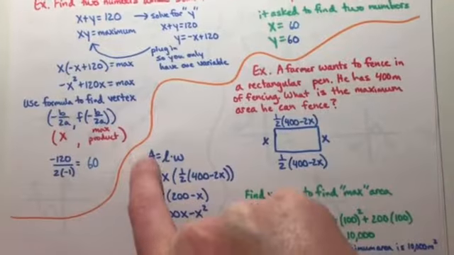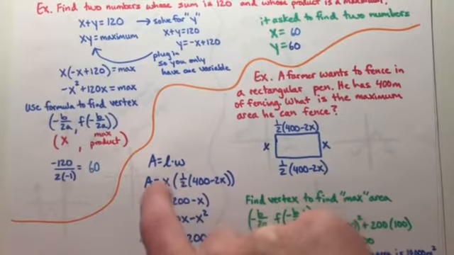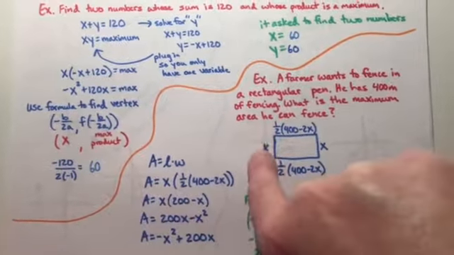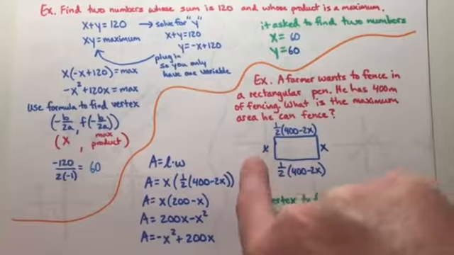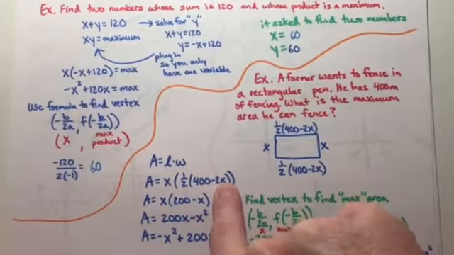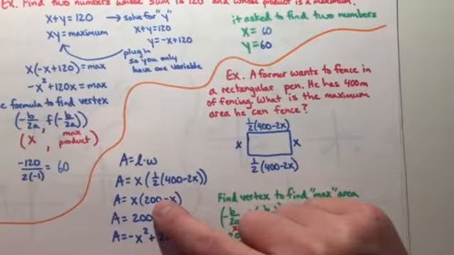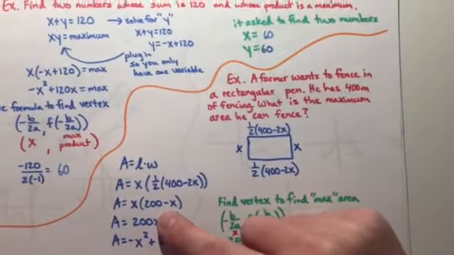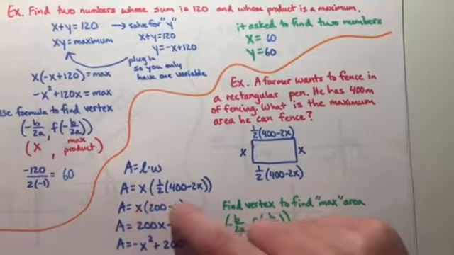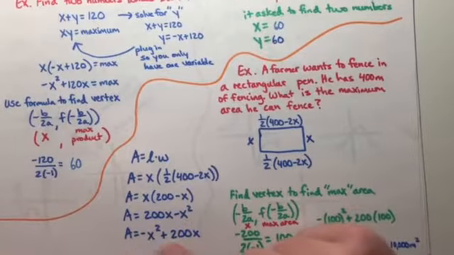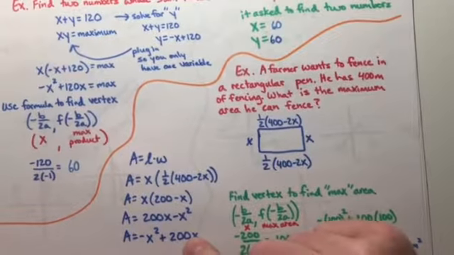And then we know the area is length times width for a rectangle. So I wrote down area is length times width for what I've drawn over here. And I just wrote that very literally. I didn't simplify anything yet. And then I went ahead and simplified. Half of 400 minus 2x is 200 minus x. Then I distributed the x, and my goal here is to get it into standard form.